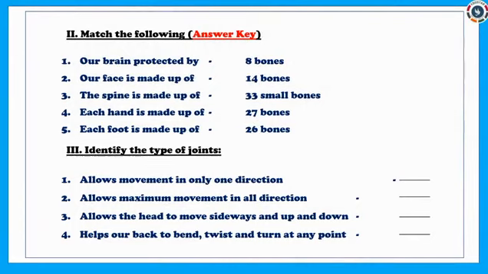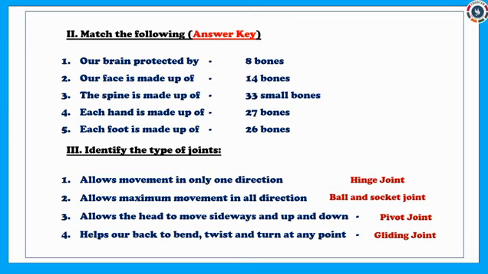The answer key for Roman letter 2 and 3 exercises. Our brain is protected by 8 bones. Our face is made up of 14 bones. The spine is made up of 33 small bones. Each hand is made up of 27 bones. Each foot is made up of 26 bones.